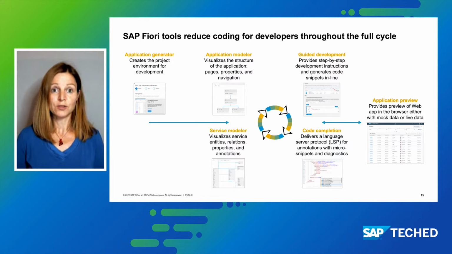The service modeler visualizes the service entities and annotations, and our comprehensive code completion module features also micro snippets, quick fix actions, and more. Guided development provides wizards to walk users through the implementation of important features. The guides automatically generate and insert the required code snippets based on the parameters set by the users.